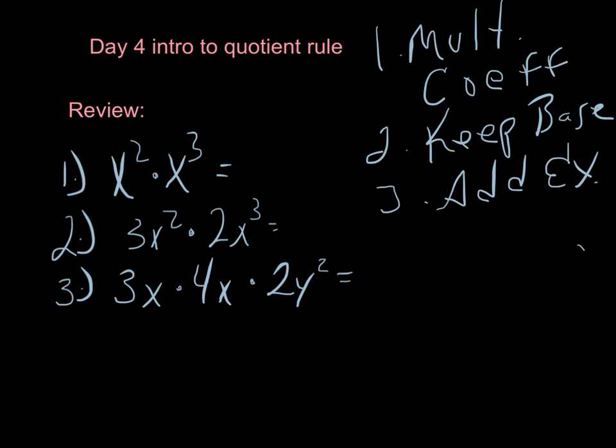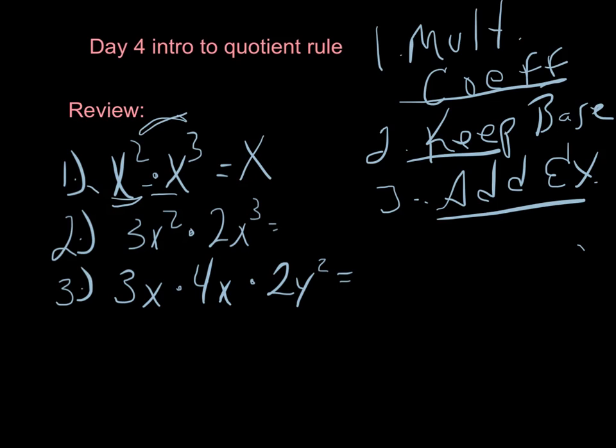Now, if we look at problem number 1, the first thing again we want to do is multiply our coefficients. So, we don't have any coefficients here, so we're good there. The second thing we want to do is keep our base, which is the only base we have, x. And then the third thing we want to do is add our exponents. So when we add 2 plus 3, we get x to the 5th power.